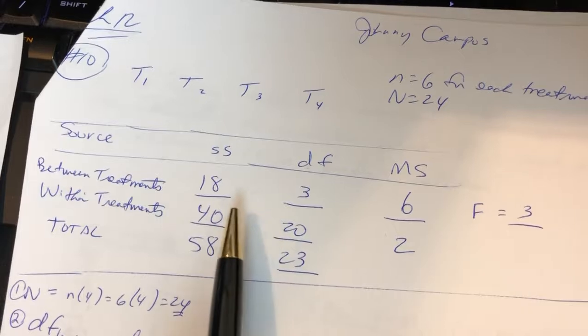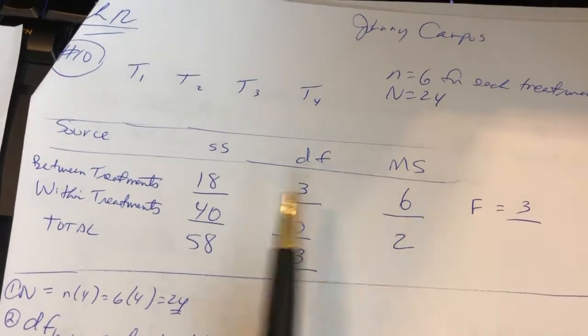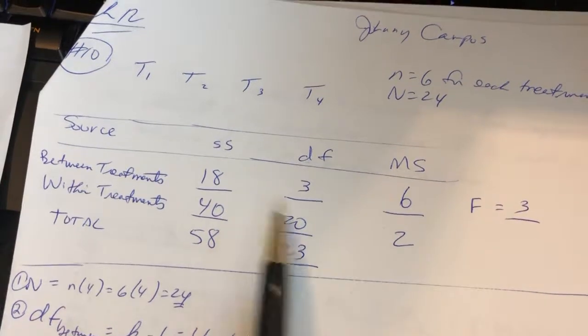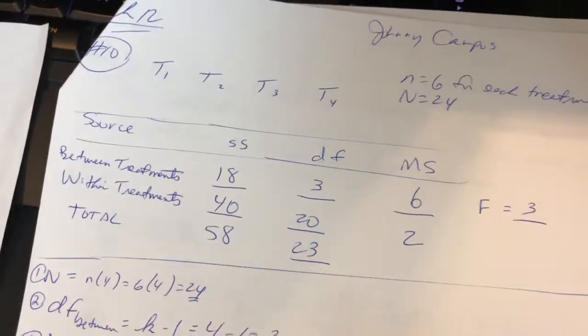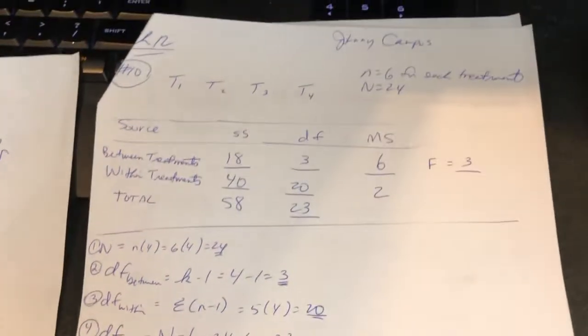We had to solve for all of the between treatments, and we had to solve for F, and then the within treatments, these two and this one. We had to solve for all those. And the hint was to start with your degrees of freedom. So that's just what I did.